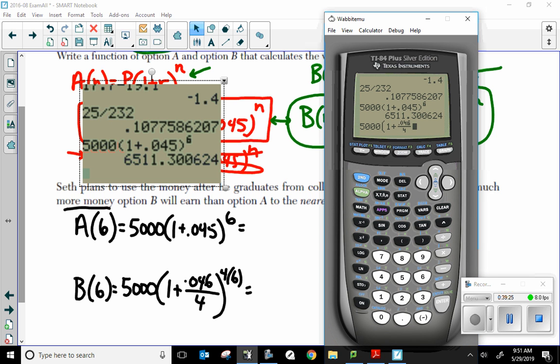And I'm going to raise that. Well, I know 4 times 6 is 24, so I'm going to make my exponent 24. That's good, you can. I just have the calculator do everything for me. I type it exactly as it is on my paper. You will get the same answer.